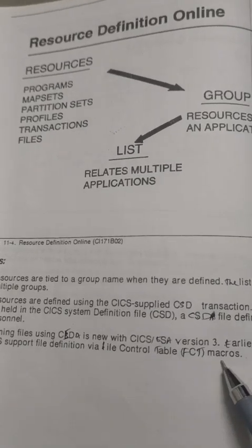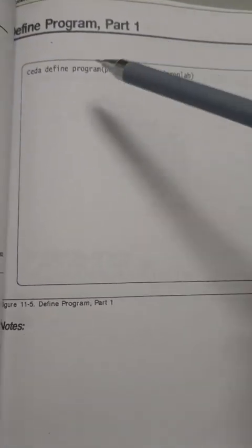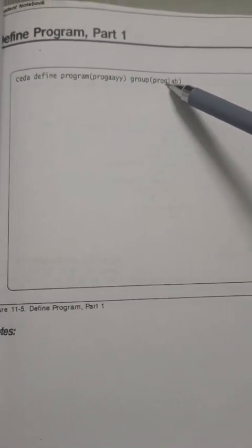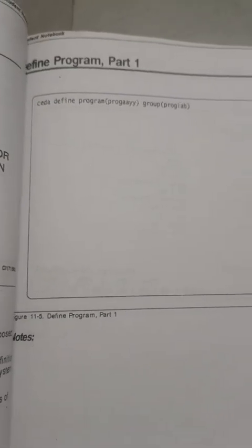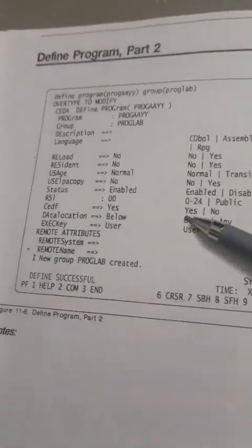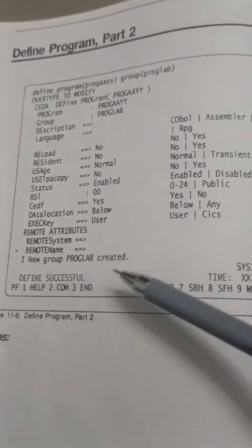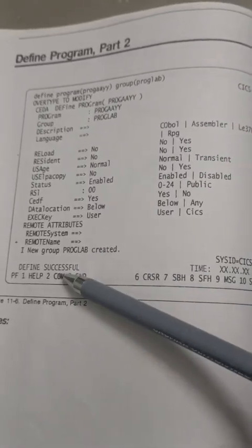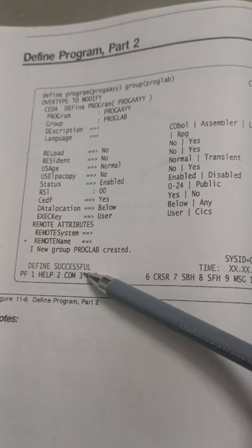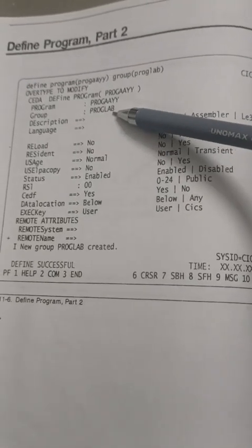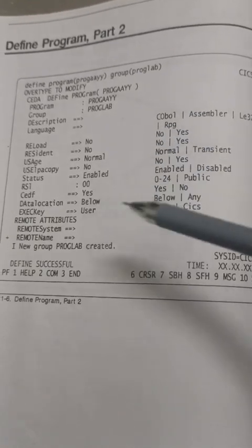This is a sample command: CEDA DEFINE PROGRAM with your program name and the particular group name you have to define in the CICS terminal. Once you enter the CEDA command with a program name and group name, you will get this screen, and it will display "defined successfully" at the bottom of the screen, along with the program and the group you have defined.